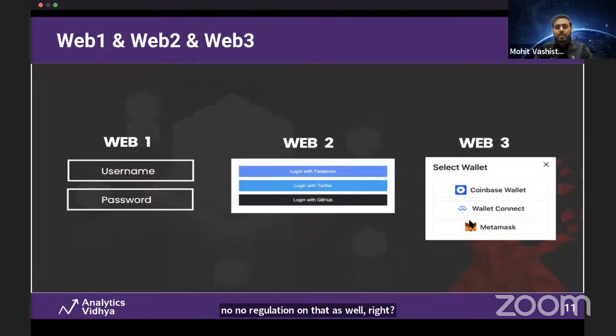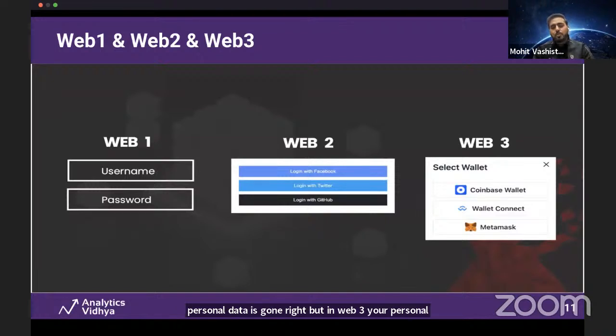Web 3 is something where you own your private key. Your password used to be secured by Facebook, Twitter, or GitHub, right? So you see a lot of hacks where personal data of this many customers got leaked from that company, right? So actually your personal data is gone. But in web 3, your personal data is with you.